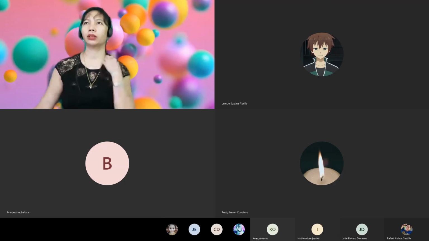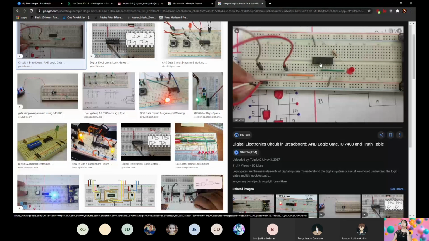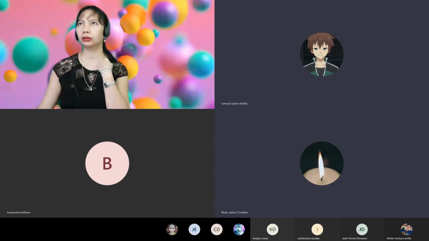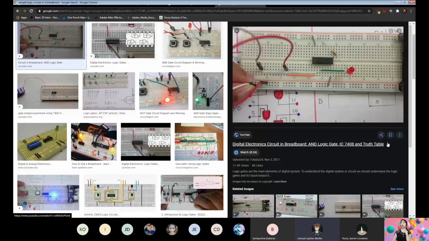Ganito sana yung gagawin nyo, ano? Can you see? Nakita niyo yung mga breadboards? Class? Hello? No, ma'am. Ay, hindi. Wait lang. Ano nangyari? Okay na? Okay na ma'am.